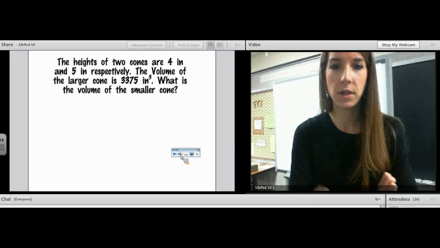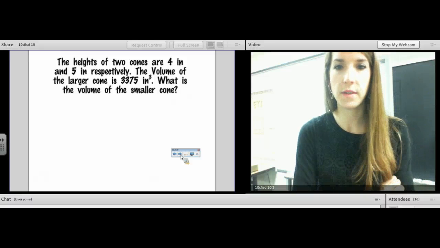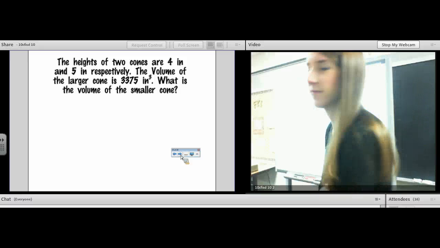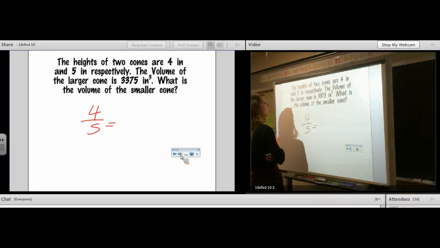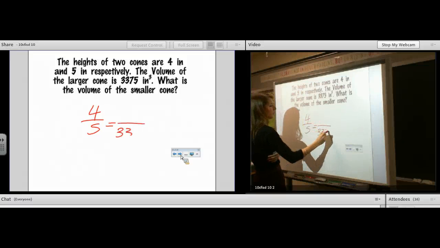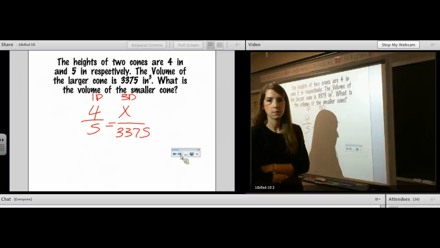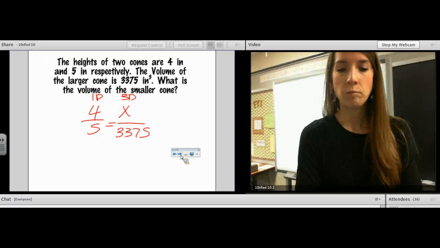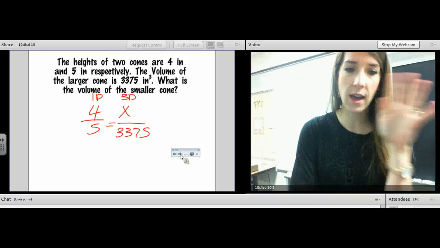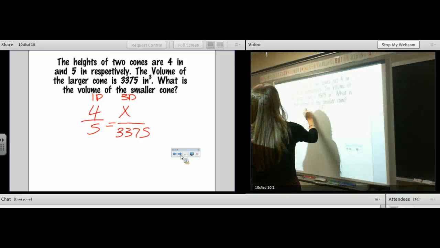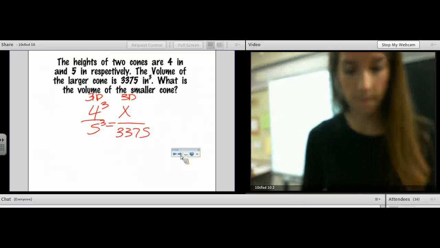The heights of 2 cones are 4 and 5. The volume of the larger is 3,375. What is the volume of the smaller? Here we go. 4 to 5. Larger. 1D, 3D. You always ask yourself, what do you want your answer to be in? I want my answer to be 3D, so everybody needs to be 3D. And then you cross multiply.